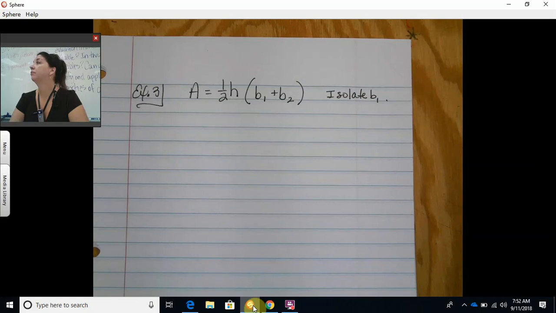Say it again. Yes. 1/2 height times base of 1 plus base of 2. Y'all probably did this in geometry as well.